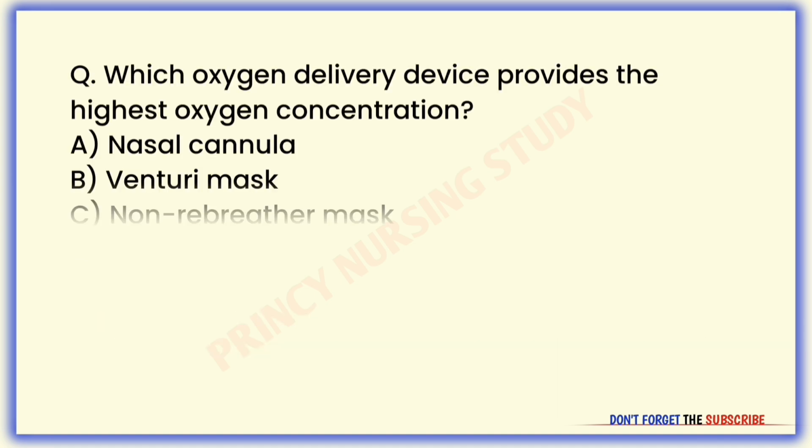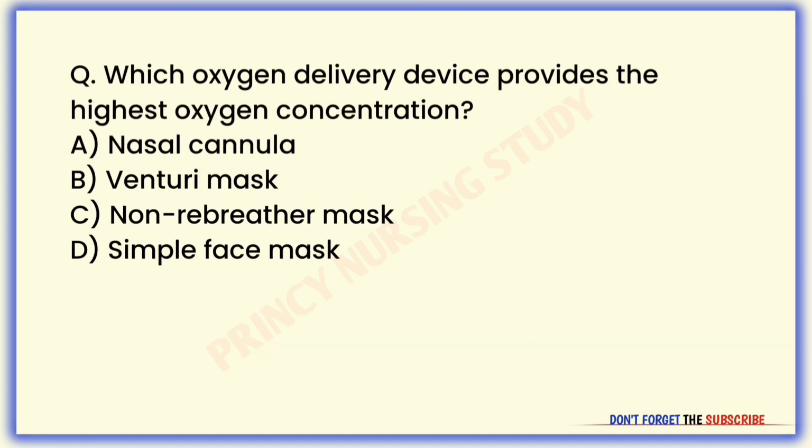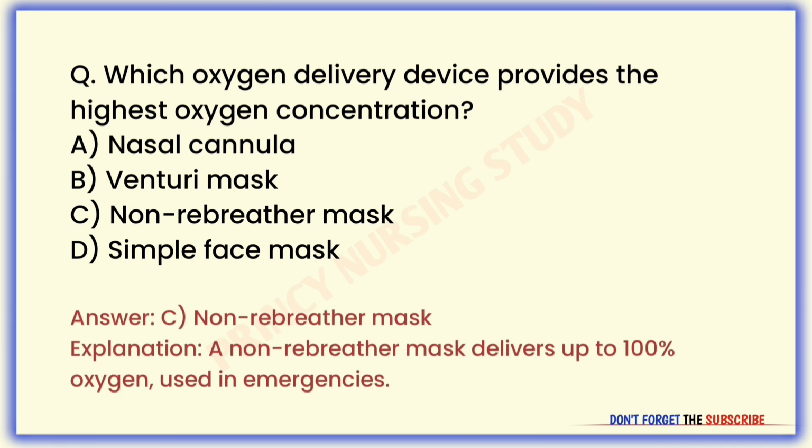Next question. Which oxygen delivery device provides the highest oxygen concentration? Correct answer is C. Non-rebreather mask. A non-rebreather mask delivers up to 100% oxygen and is used in emergencies.